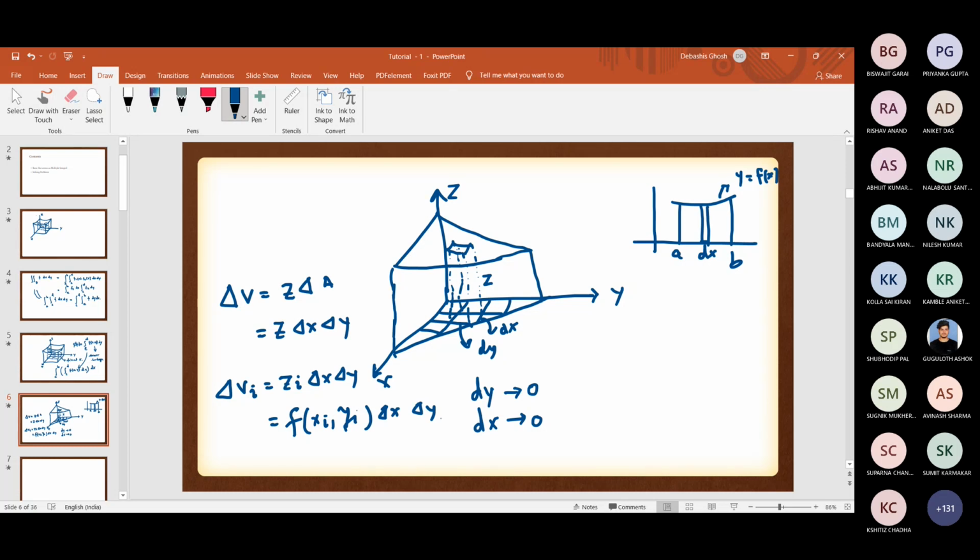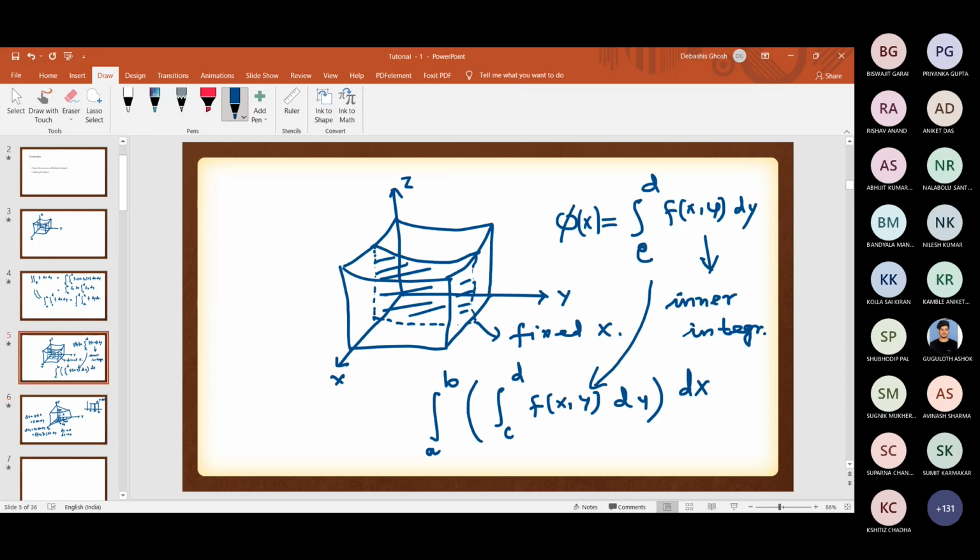Now some of the properties are there, and this figure will give you a much clearer picture. If you consider the area under the curve, now instead of the surface, if you consider only one line on the surface, that will give you a curve. So this gives you the area under the curve, which is the definite integral from c to d of f(x, y) dy. We consider that x is fixed, so that comes to a definite integral.